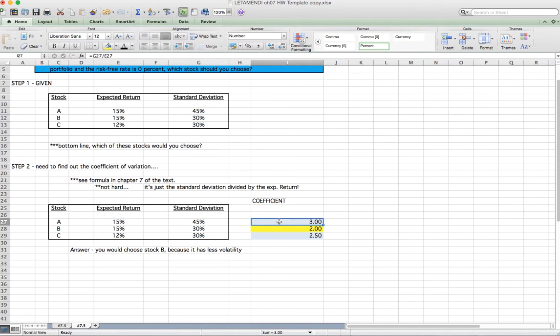So we know that the standard deviation times the expected return for stock A is 3. That's a coefficient. For stock B, it is 30% times 15%, that gives us 2. And then for stock C, that gives us 30% times 12%, which equals 2.5. So the answer is that you would choose stock B. Why? Because it has less volatility.